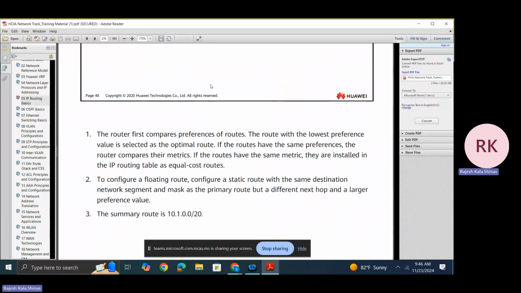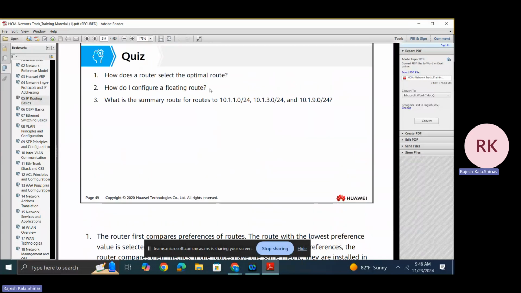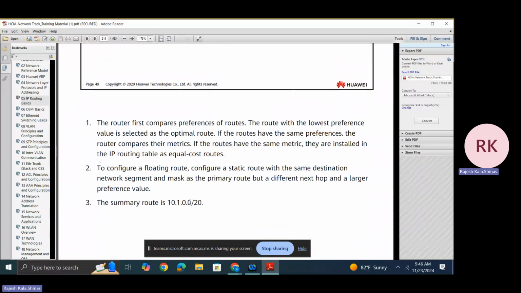be added. Okay, then how do I configure a floating route? A floating route means two routes to the same destination, but one is made a backup or floating route by giving it a preference value larger than the original route. So configure a static route with the same destination network segment and mask as the primary route, but a different next hop and a larger preference value. The next hop will be different, the exit interface will be different, but also the preference will be larger.